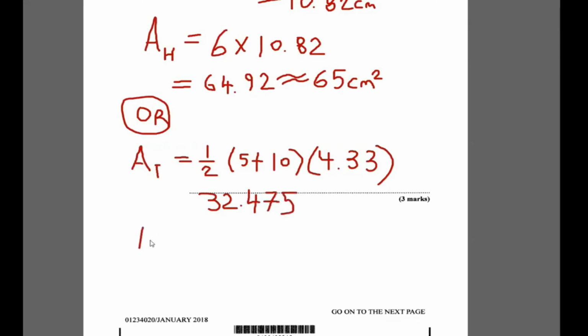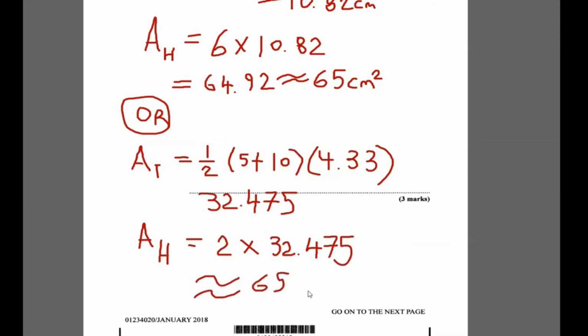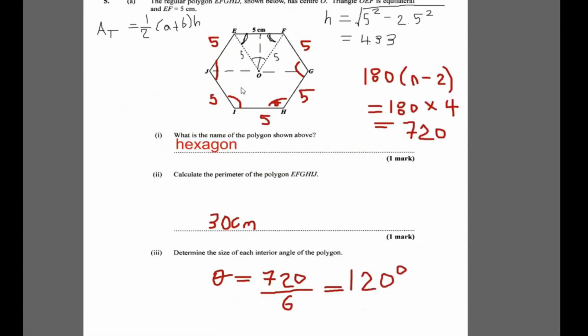But remember, it's 2 trapeziums, so the area of the hexagon would just be 2 times 32.475. Why did we multiply it by 2? Because the 2 trapeziums have the same area. And this is going to be approximately equal to 65. So you can either use the trapezium or you could use the triangle. Any method you prefer is fine by me, it's fine by CSEC. So this is a trapezium, this is a trapezium, so you could just go ahead and use the trapezium rule.